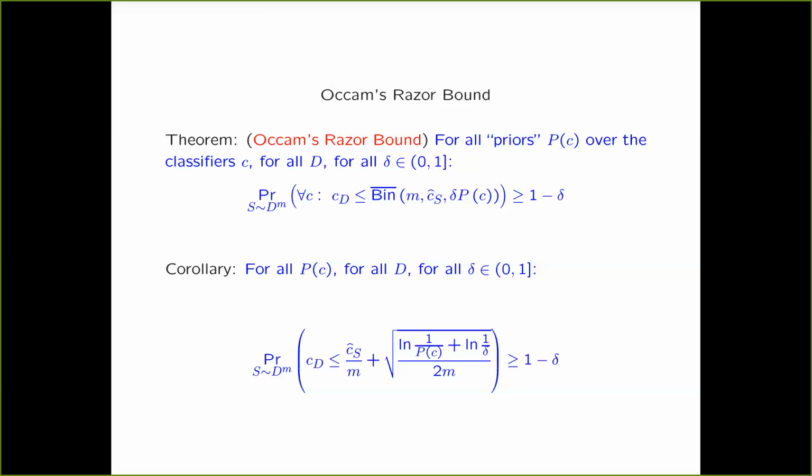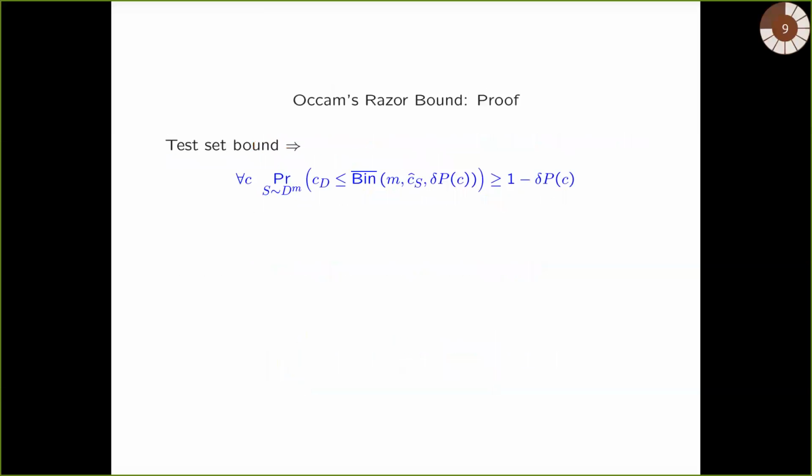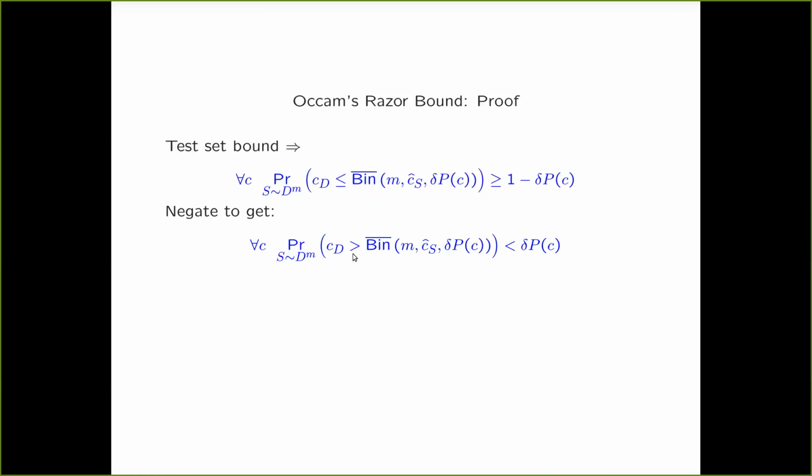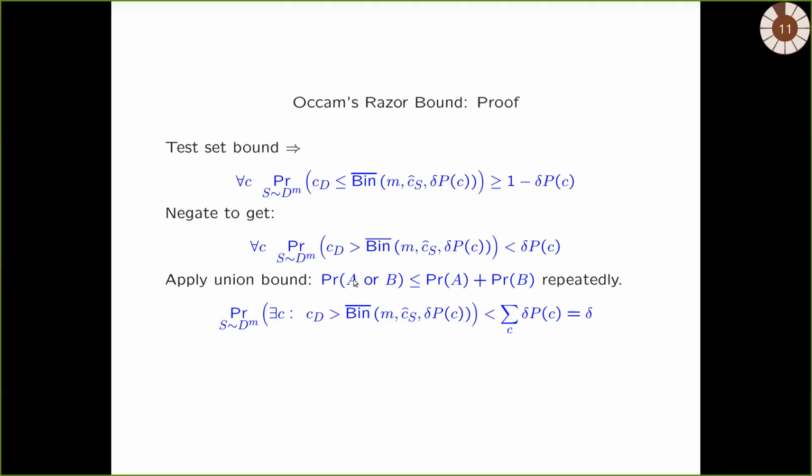Okay, so just to keep us honest, I wanted to go through the proof, and the proof is actually just this slide. So we have the test set bound, which says that for any classifier, the probability that the true error rate is less than this bin bar, when we plug in delta times P of C, is greater than or equal to 1 minus delta times P of C. Then we negate that, which is the standard formula for negation, and now we can use the union bound. So the probability of A or B is at most the probability of A plus the probability of B.